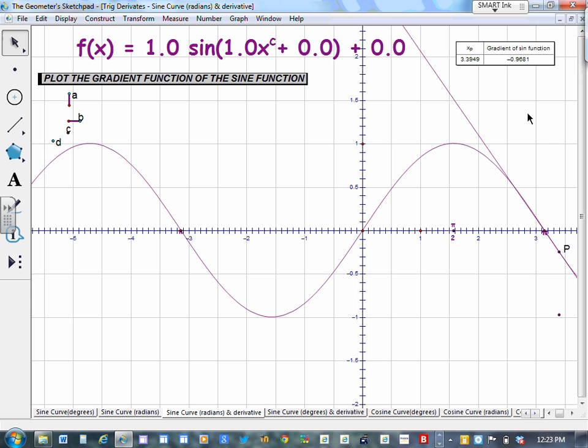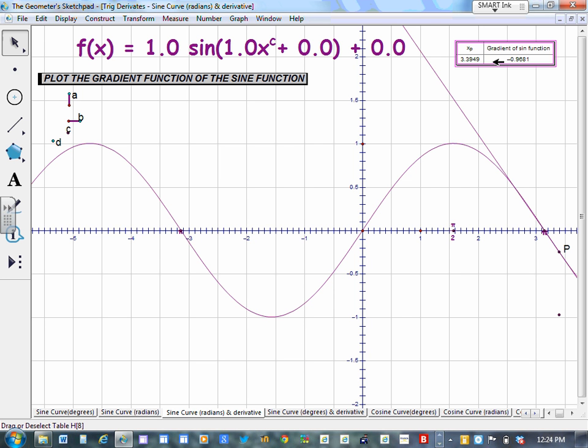Other things that you should be aware of is this here, the gradient of the sine function. So the gradient simply means the slope of the sine function. So if you take a look at this with me, at a value of pi, which is here, we can see that the instantaneous rate of change of y versus x, the slope of the tangent at that particular value of 3.3949, is minus 0.9881. So the slope of the tangent is roughly -1 at x equals 3.4.